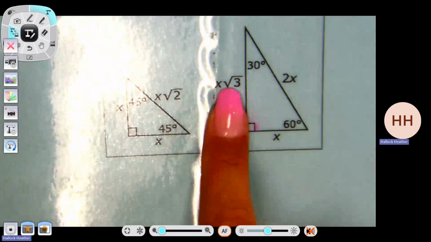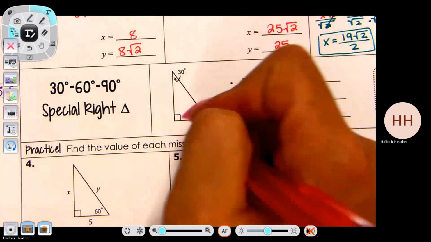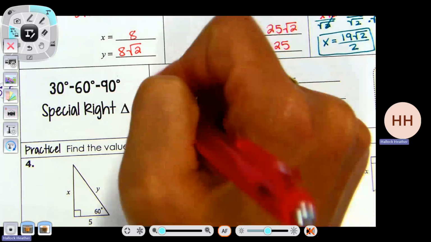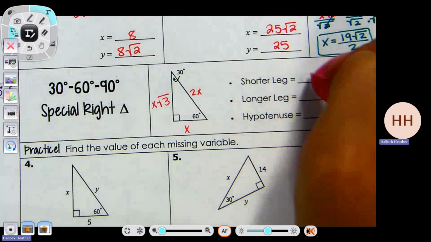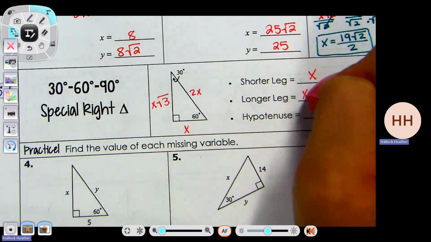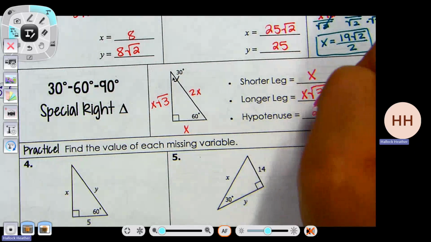And then X square roots of 3. So over here, let's put X, 2X, and X square roots of 3. So my short leg is X, my longer leg is X square roots of 3, and then the hypotenuse, which is the diagonal, is 2X.